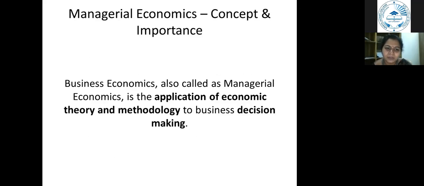This is what business economics is all about. Business economics is the application of economic theory and methodology to business decision making. When it comes to economics, it includes a lot of theories, models, econometric tools. How business economics is different from the normal subject of economics is that we have selectively taken a few theories and a few models which support the decision-making process of business firms. So the application of economic theory and methodology is business economics.